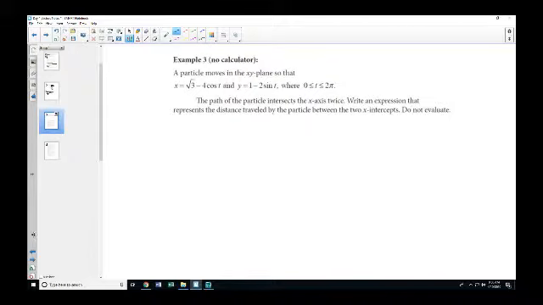Example 3. The particle moves in the xy plane so that x is root 3 minus 4 cosine t, and y is 1 minus 2 sine t, for t from 0 to 2 pi. So we're just writing the equation, we're not evaluating? The path of the particle intersects the x-axis. Write an expression that represents the distance traveled by the particle between the two x-intercepts. Do not evaluate.